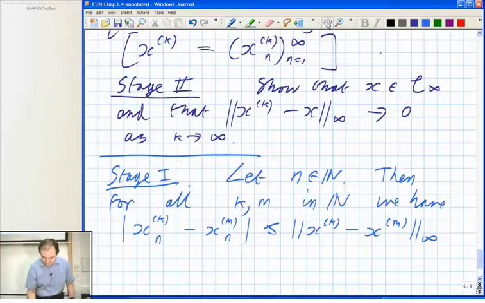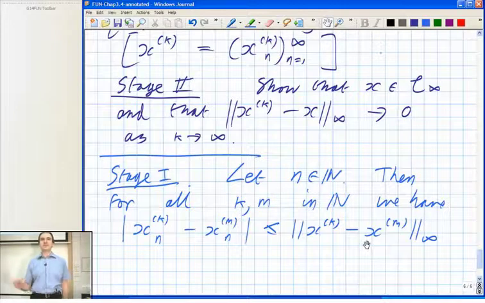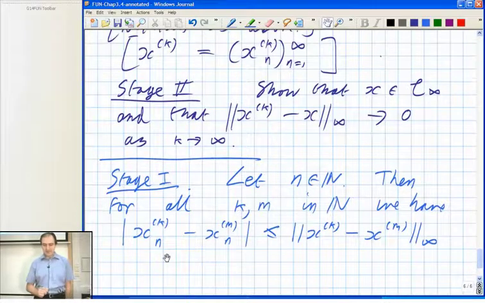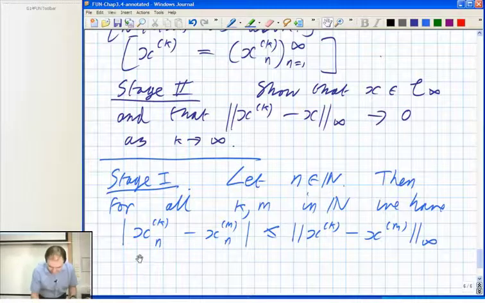But we know that the xk are a Cauchy sequence, which means that when k and m are big, this is going to be less than epsilon. It follows immediately, especially if you write a few extra lines, which we won't bother. We now say it's clear that this sequence here, xkn, of scalars, is a Cauchy sequence in F.